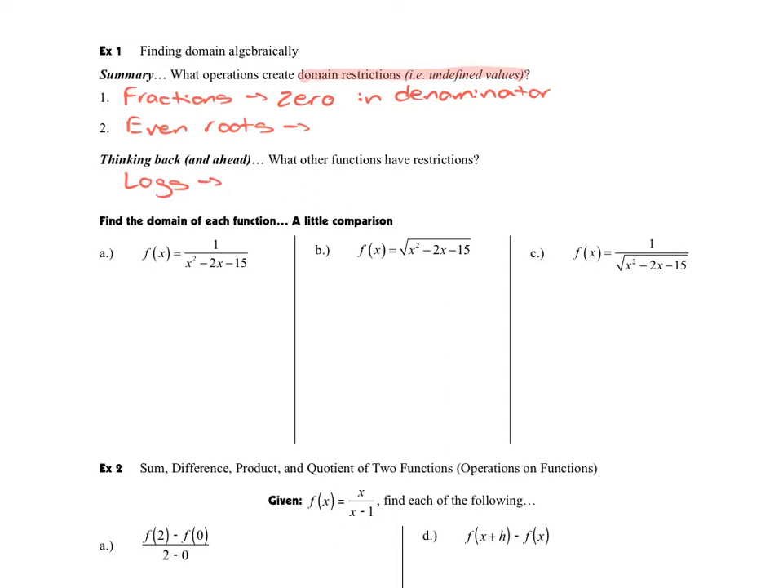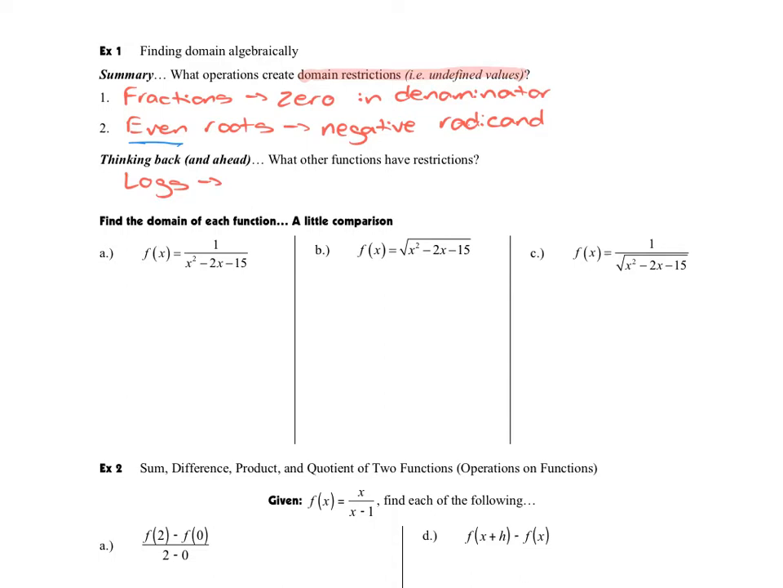For our even roots, our concern is that we would have a negative radicand. Now, the radicand is just a fancy way of saying the number underneath the radical. And we're most specifically concerned with the even roots. Okay, odd roots won't cause a problem for us, just the even roots.